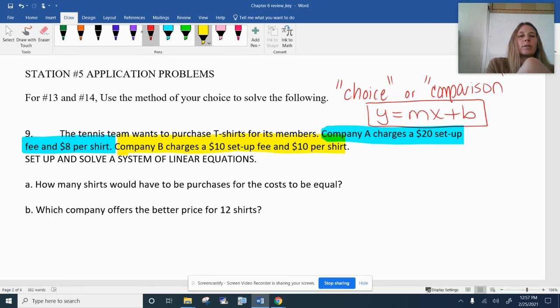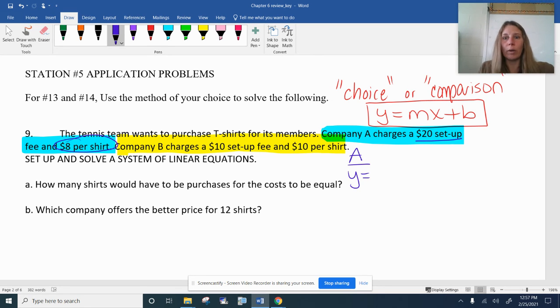So the two equations here for company A, that was the $20 setup fee and $8 per shirt. So whatever the per is, that's the variable. So it's $8 times X. X represents the number of shirts.